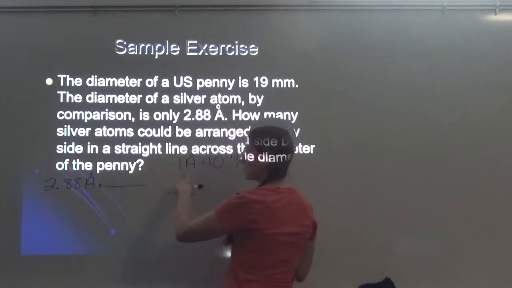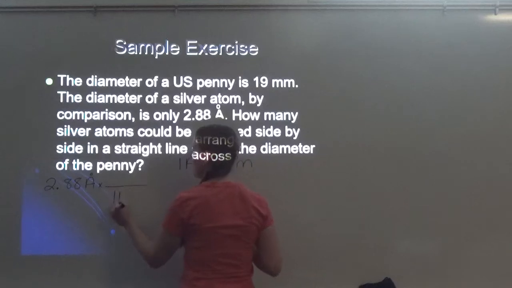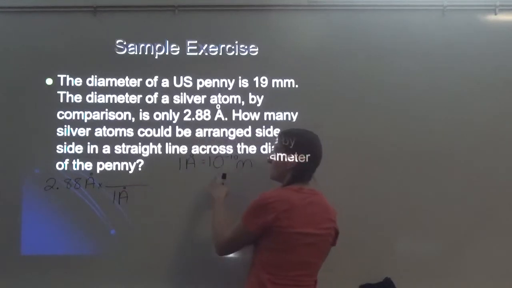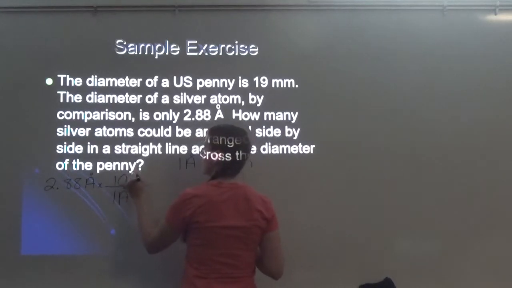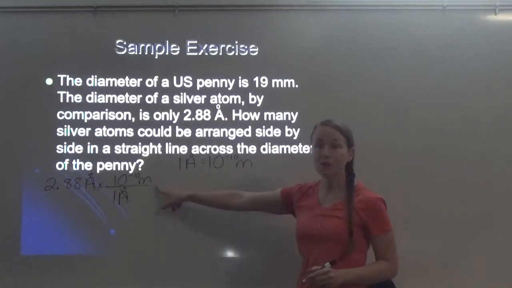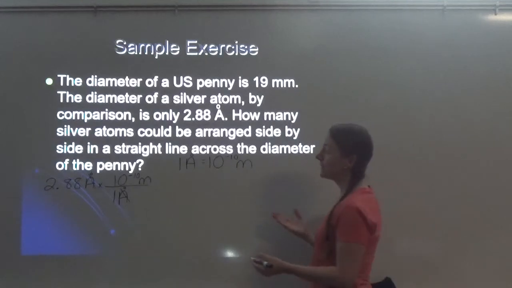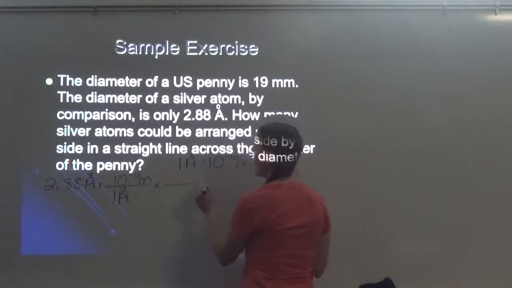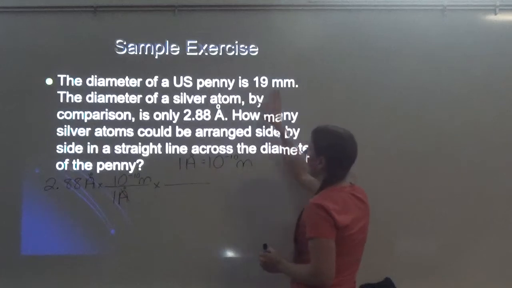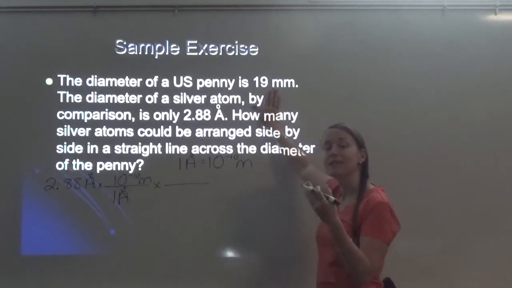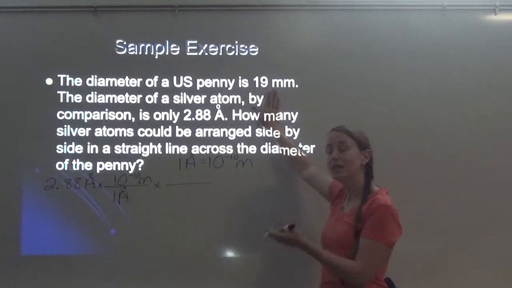Angstroms is on top, so I want 1 angstrom on bottom, and that equals 10 to the negative 10 meters. So angstroms cancel. Now I made it to meters, but I still need to get to millimeters because I'm trying to compare it to what they gave me for the penny. So I gotta keep going. If you use your SI prefixes chart, you'll see that milli is 10 to the negative 3.